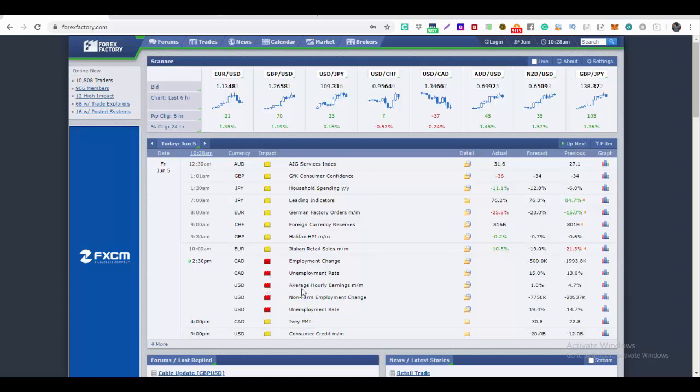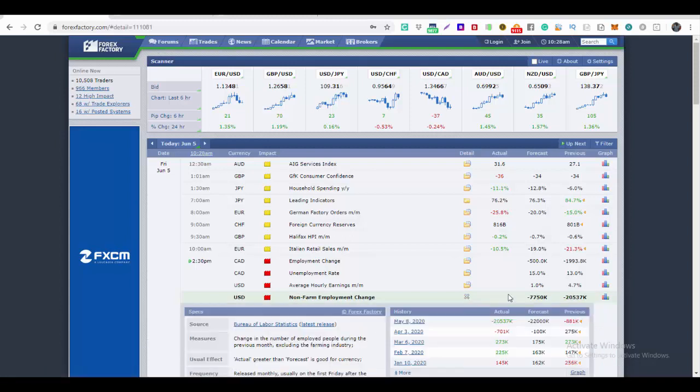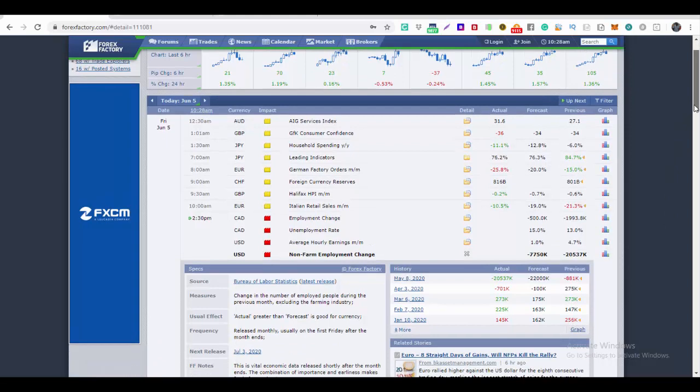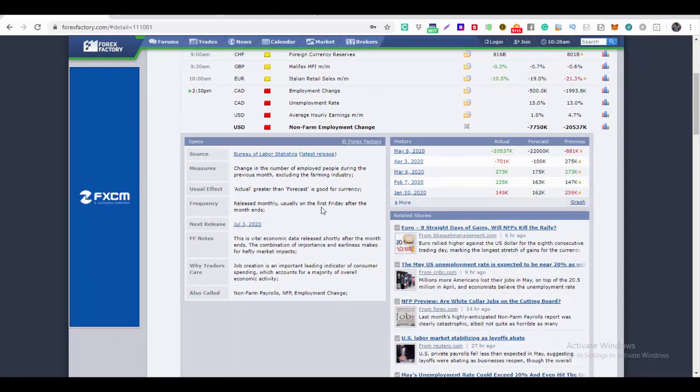Okay, now let me go to non-farm payroll, which is our target. If I click on this, the reason why I love Forex Factory is what I'm telling you now. Forex Factory will analyze everything: it measures the change in the number of employed people during the previous month, excluding the farming industry. Usual effect, actual greater than forecast, is good for the currency. That means if actual is greater than forecast, like here, you can see actual here, this is the forecast here, the dollar is going to be strong.